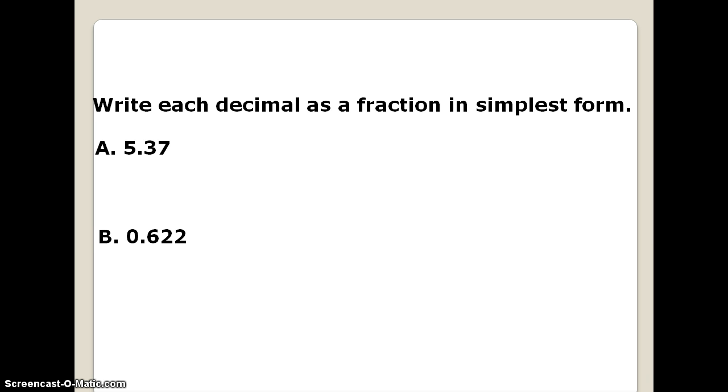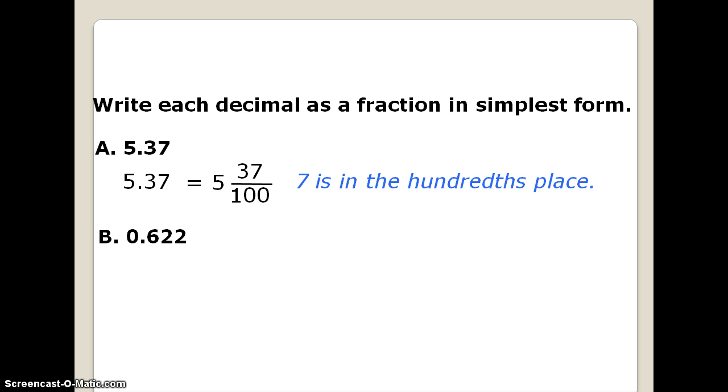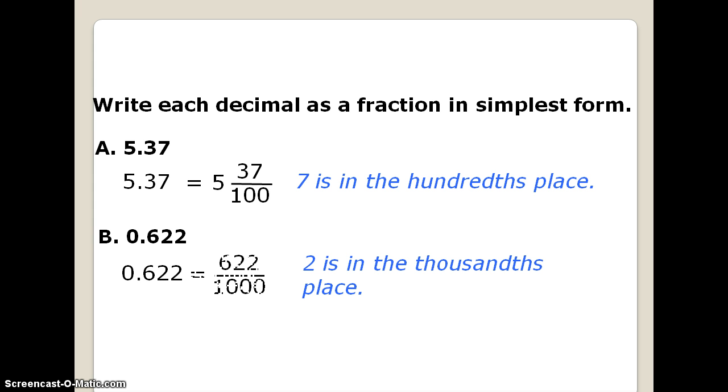Let's write each decimal as a fraction in simplest form. 5.37: if we read the decimals correctly, it's a little bit easier because we hear the place value as we say it. So 5 is the whole number, and 37/100 would be 37 over 100. In B we have 0 wholes, but we have 622 thousandths. So that turns into 622 over 1,000.